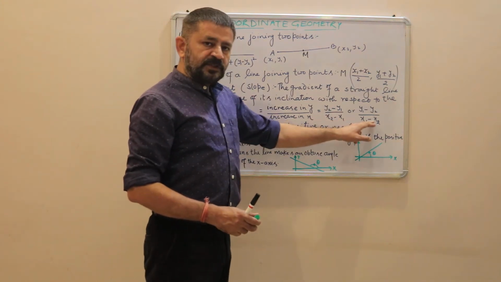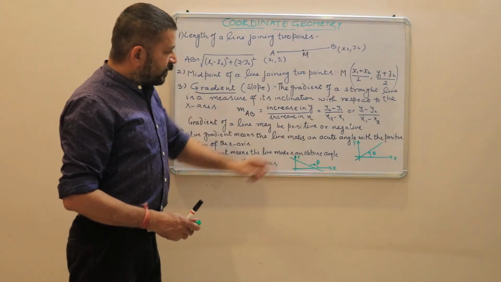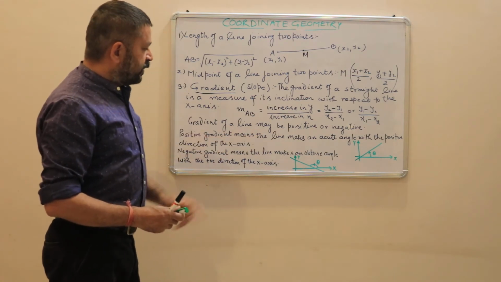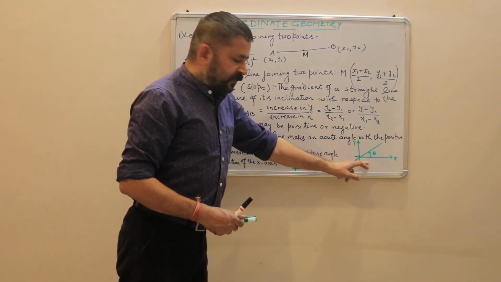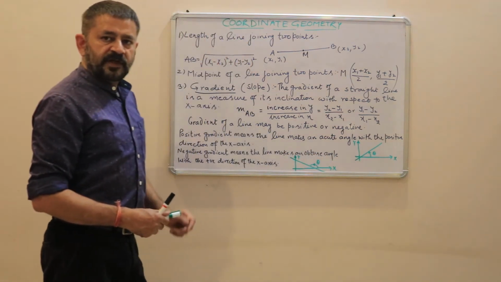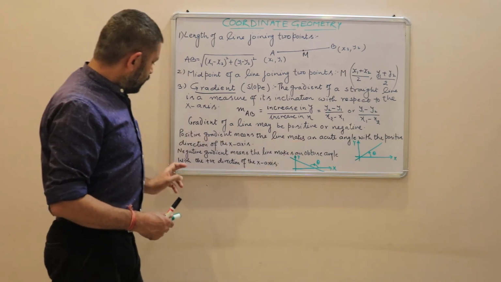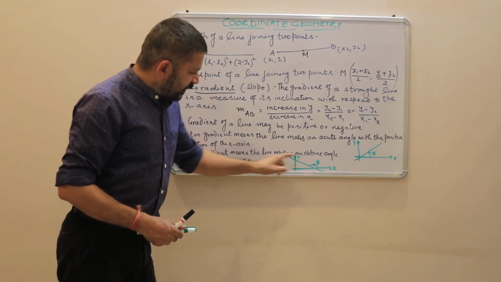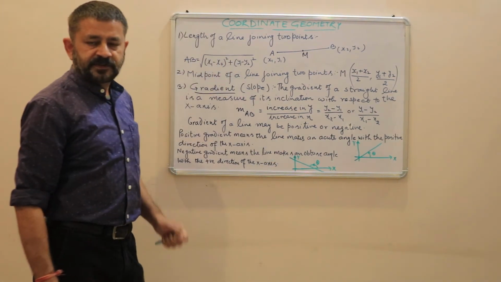On the basis of these two formulas, we can say that the gradient of a line may be positive or negative. Now positive gradient means the line makes an acute angle with the positive direction of the x-axis. You can check with this figure, this line is making angle theta with the positive direction of the x-axis. And negative gradient means the line makes an obtuse angle with the positive direction of the x-axis. From this figure, you can check this line is making an obtuse angle with the positive direction of the x-axis.